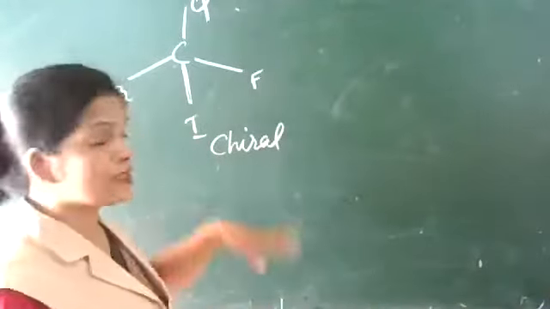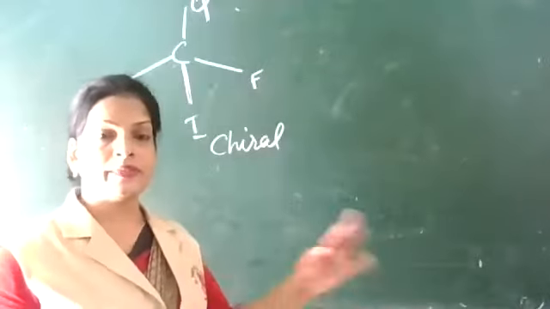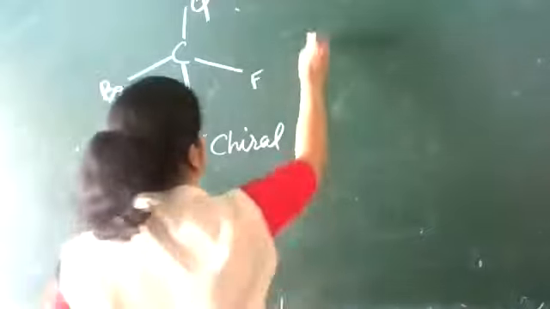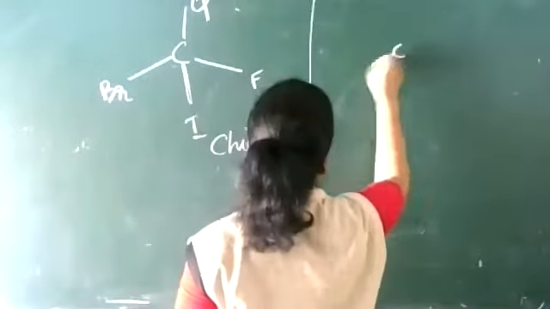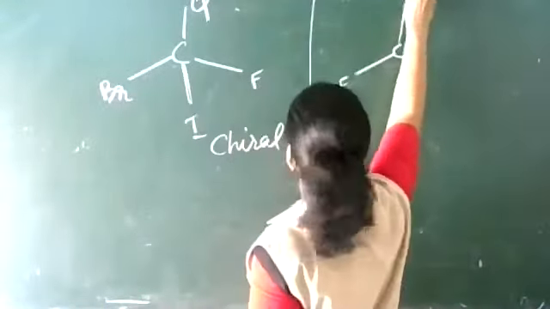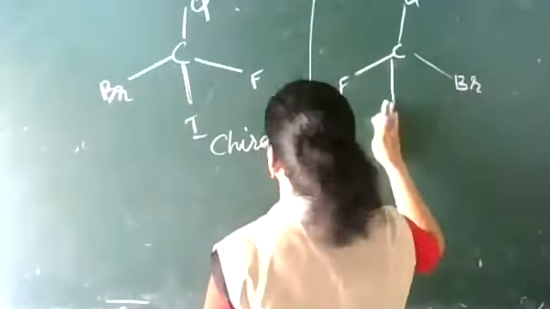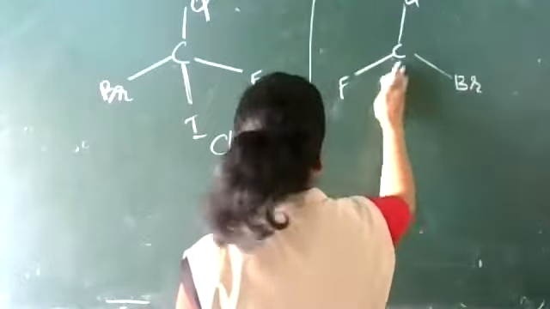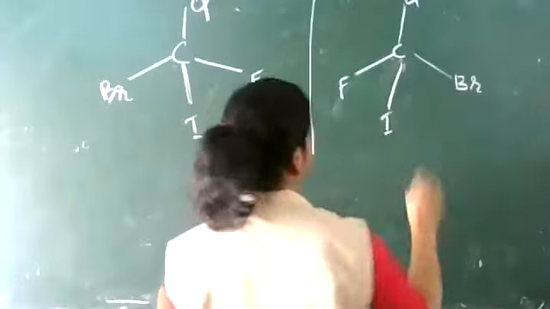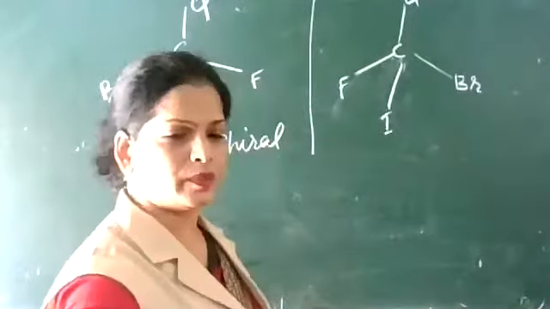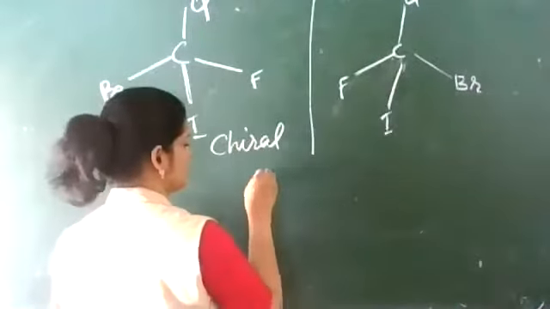Its mirror image is not superimposable on the original, meaning carbon with F, Cl, Br, I. Its mirror image is not superimposable. What is meant by non-superimposable?